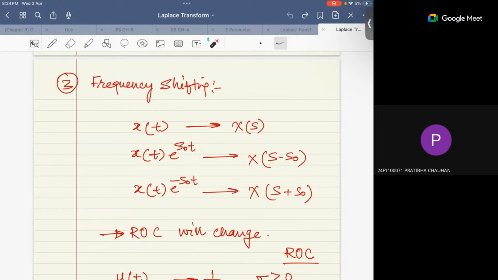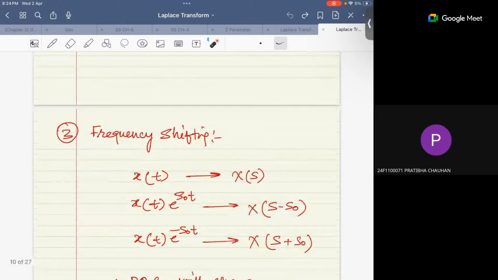Now the third property is the frequency shifting property. So without even seeing that, what did I say? I said that whenever there is a change in the S, then your ROC will change. Is there any change that we are doing in the frequency shifting? If, for example, you are multiplying by e to the power s naught t, is there any change in the S on the right hand side?